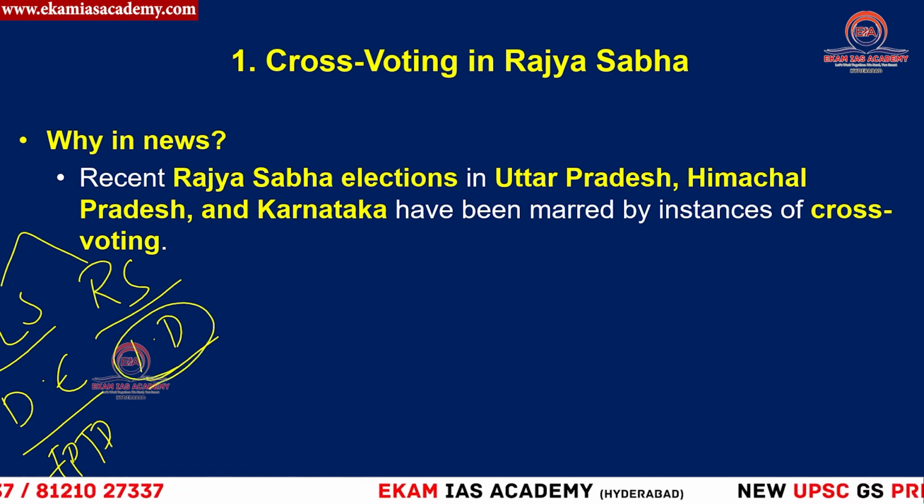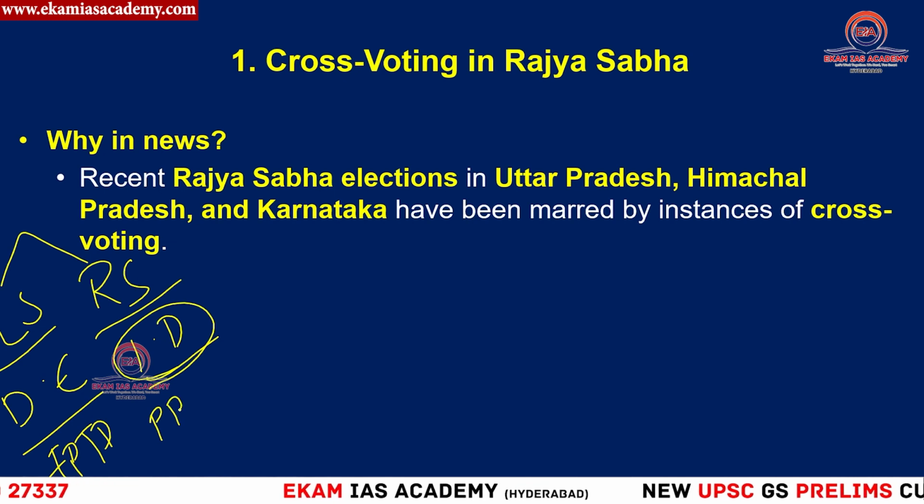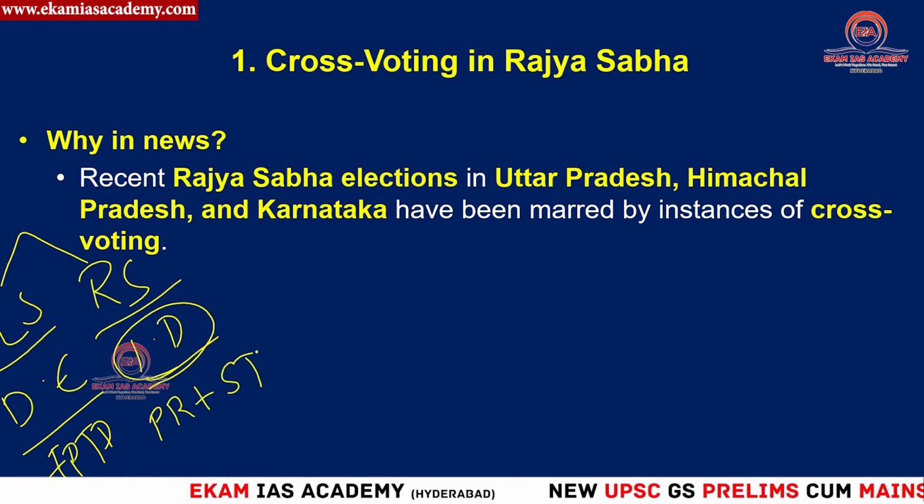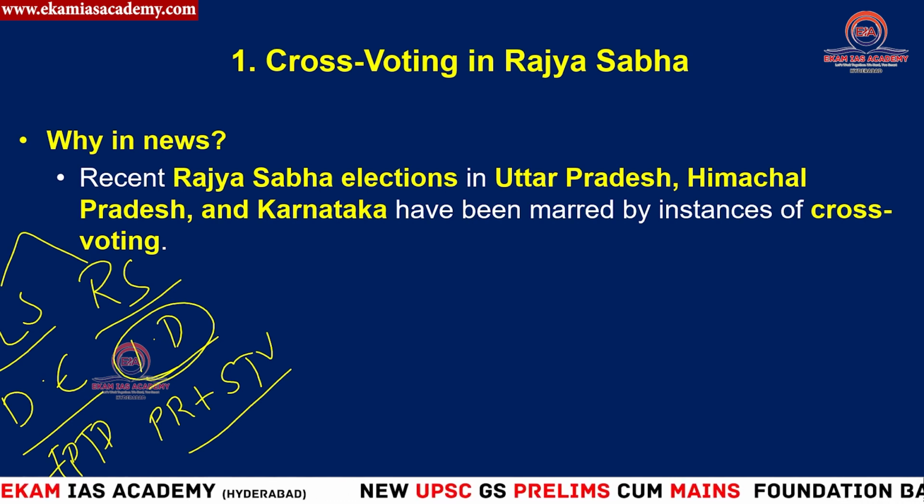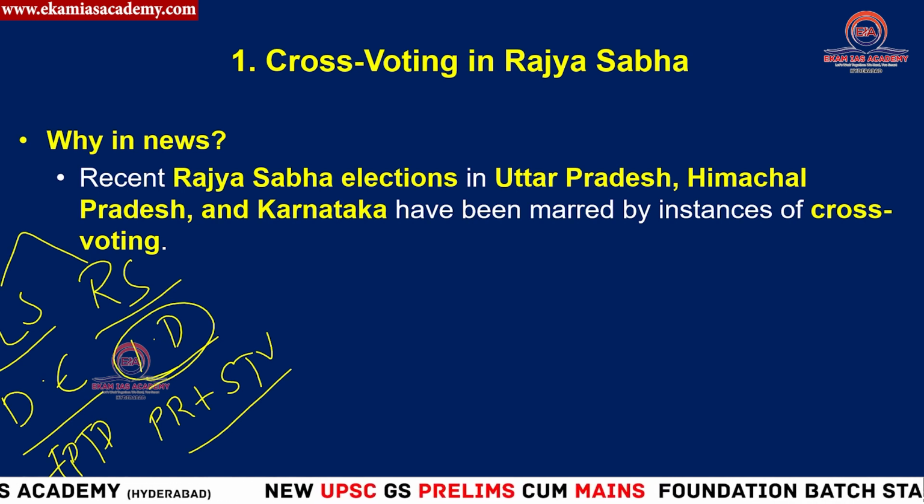So then what is the system involved here? It is proportional representation with single transferable vote. That is the concept involved. So what is a single transferable vote also? I need to explain that as we proceed further.